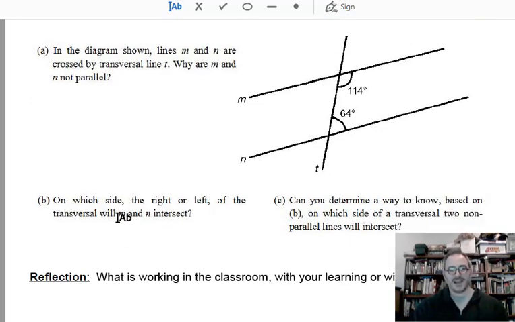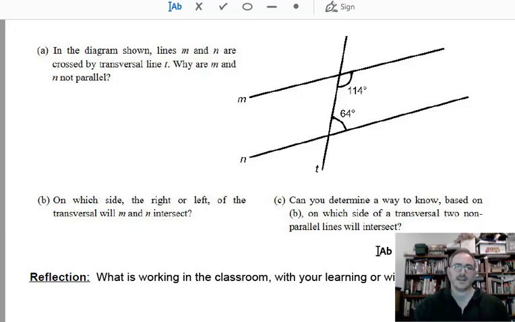Let's talk about B. On what side, right or left of the transversal, will M and N intersect? So is it going to intersect on this side, on the left, or on this side, on the right? You take a guess. Can you determine a way to know, based on B, on which side of the transversal two non-parallel lines will intersect?